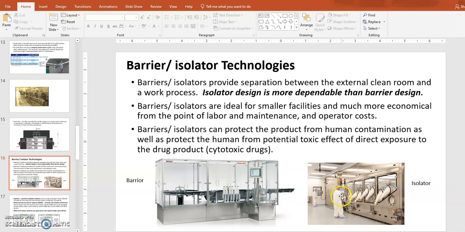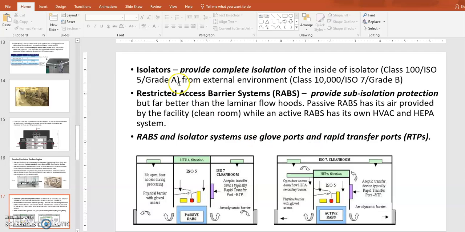These people do not wear masks and face masks and things because they have good protection in there. So barrier isolators are used often, and they are ideal for a very economic reason. They protect the product from human contamination, so they are used a lot. They provide complete isolation of the inside of the isolator. That's inside the Class 100, ISO 5, Grade A area, and outside maybe ISO 7 or 8, depending on how they designate it.